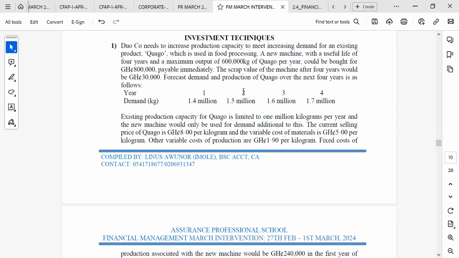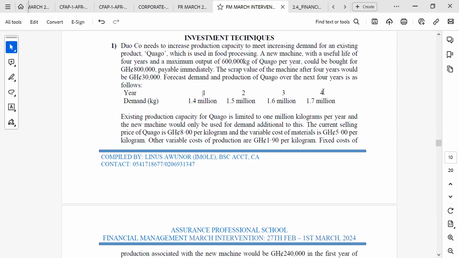If you come to the second year, what will be the output of the new machine in the second year? 500,000. Okay, third year will be what? 600,000. And the fourth year will be what?